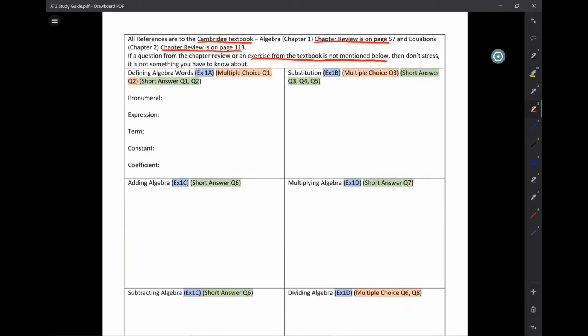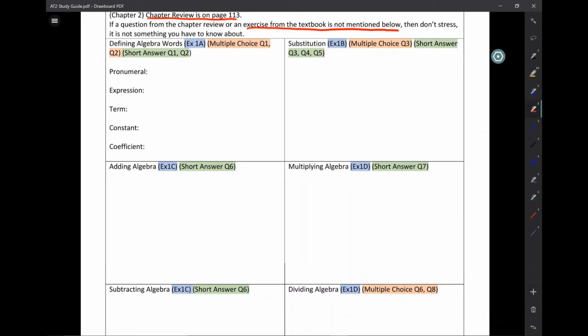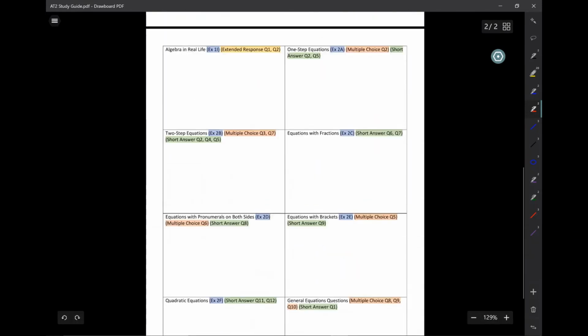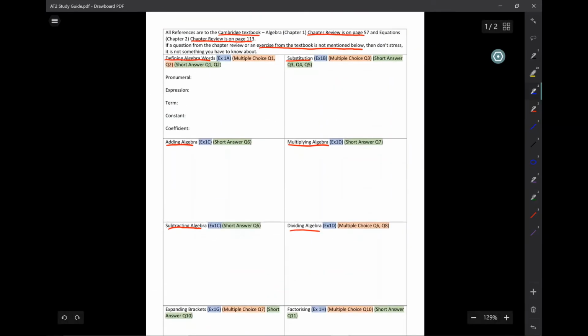If there is a question or a chapter that I have not mentioned on this document, you don't need to worry about learning it, okay? Let me tell you how this study guide works. These things here are all the topics that you need to know something about. Okay, and it goes on for 2 pages. And after where the topic is written, you have highlighted in blue the exercise from the textbook that relates to that topic.